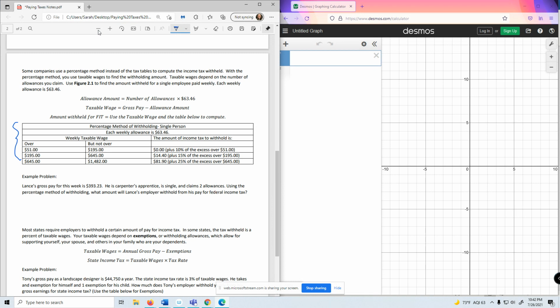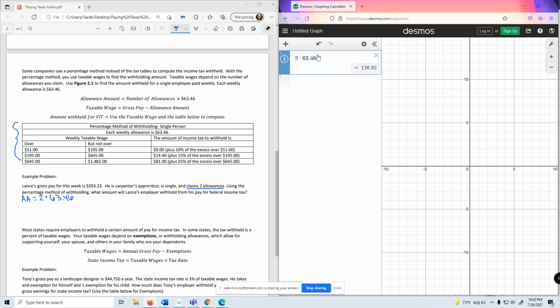So this is a multi-step process. First, we need to find his allowance amount. So I'm going to call that AA. Allowance amount is the number of allowances. It says right here he claims 2 allowances. So 2 times 63.46, which you can do in your head or with a calculator, totally up to you. And we get 126.92. We're not done yet.